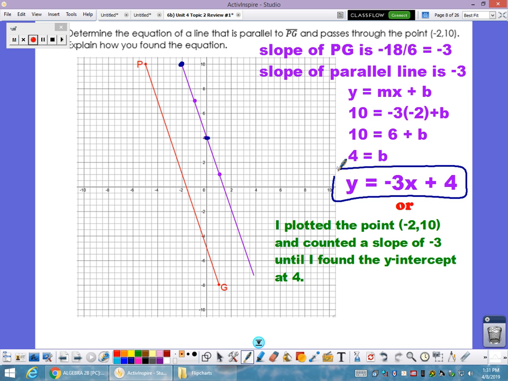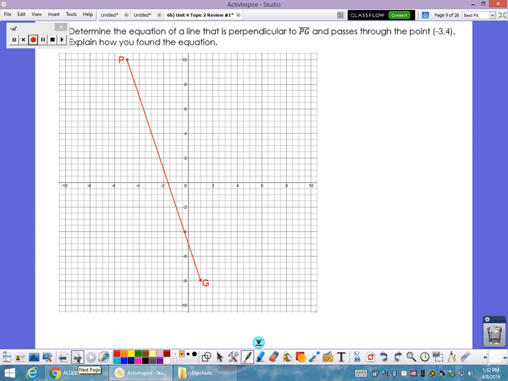You could have also used the point slope formula, right? Use your formula sheet, plugged in all the pieces you knew, and you would have gotten that same equation. Great. All right, this one is asking for perpendicular. Take a minute, think about the slope. Think about vocabulary words. Perpendicular slopes have what properties? Let's try to use proper language.